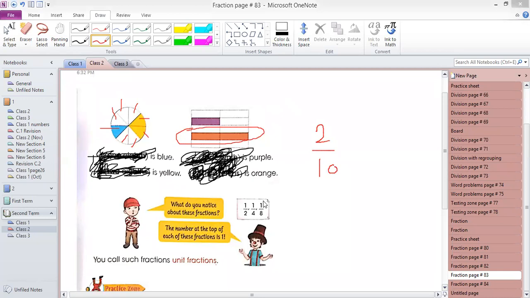Exactly, guys, because there are 10 portions and 2 are orange. So we can say 2 portions out of 10 portions are orange. So what is the portion of the orange? 2 out of 10. And how will you read it? This is what I'm coming to ask you, Hamza Al Sayyed. How will you read this fraction?